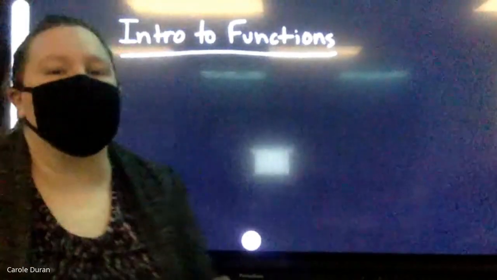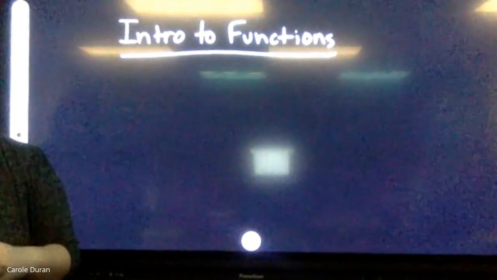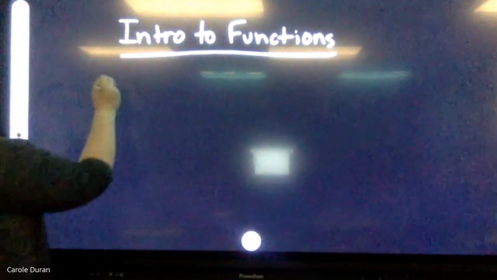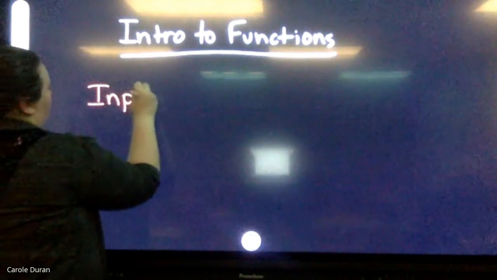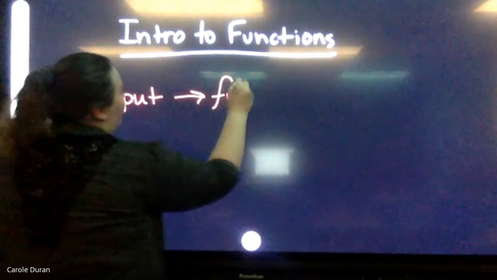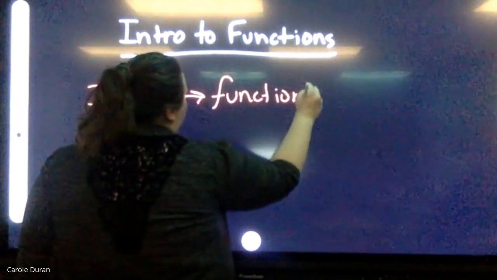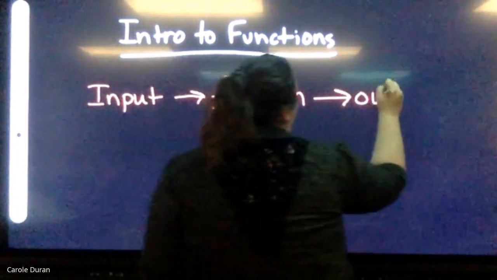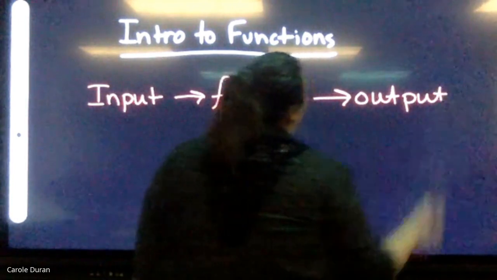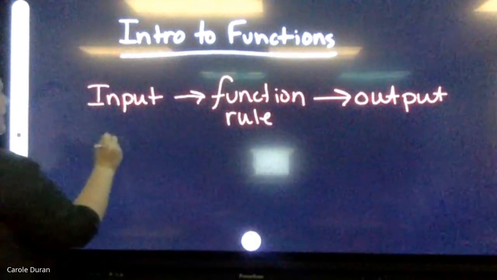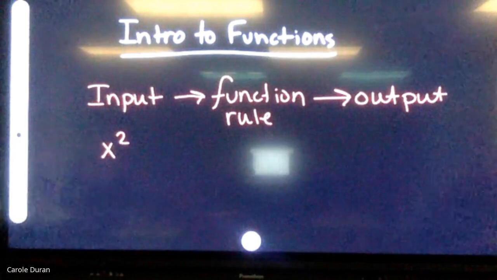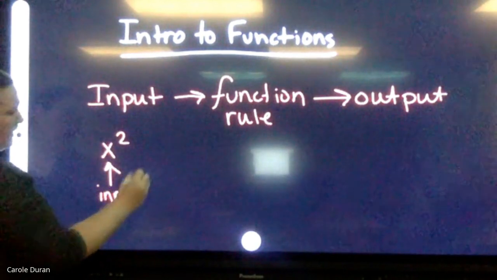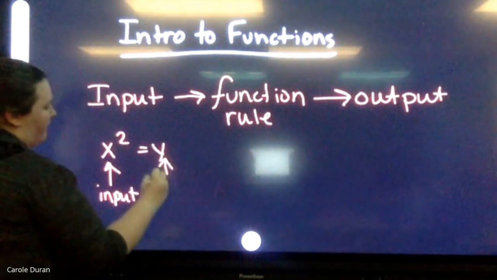Okay, so first we're going to identify what a function is. So a function is something that an input value can be put into that yields some sort of output value. So for example, x squared is a function because I can plug an x value in, and then what it equals is my output value.